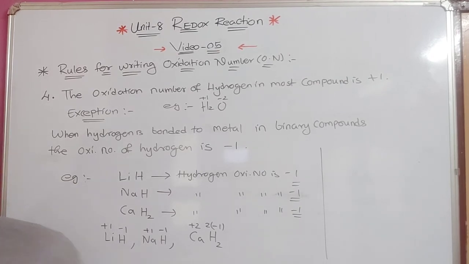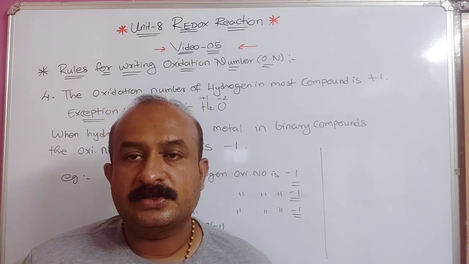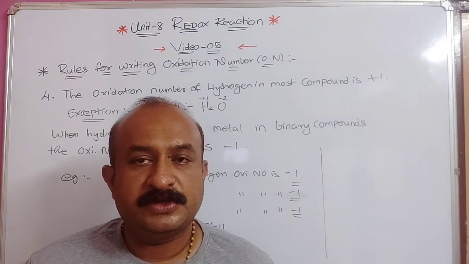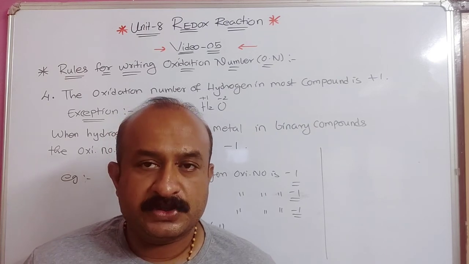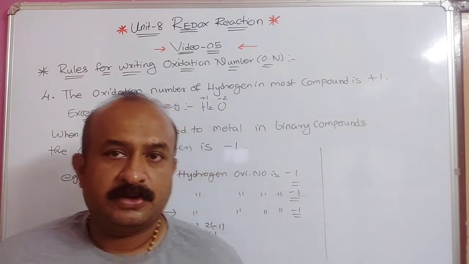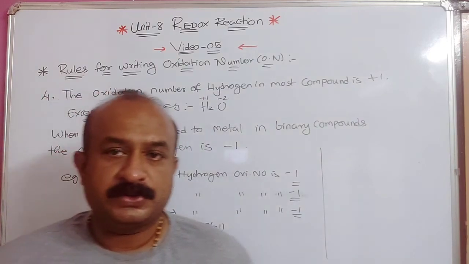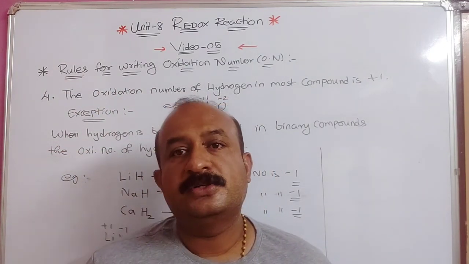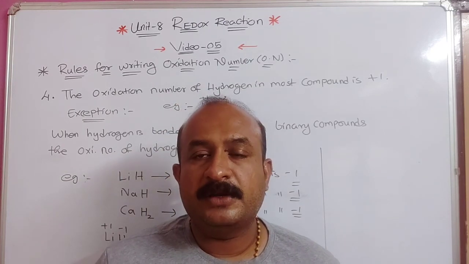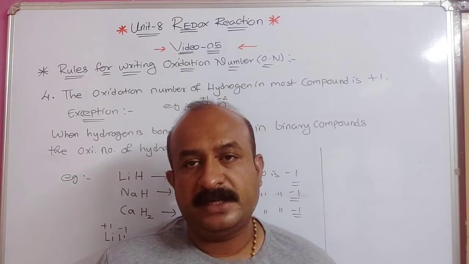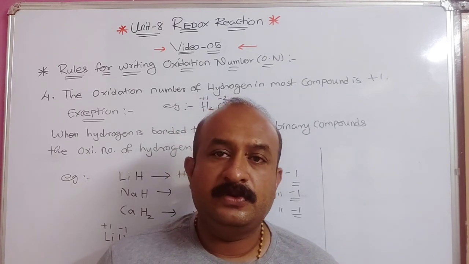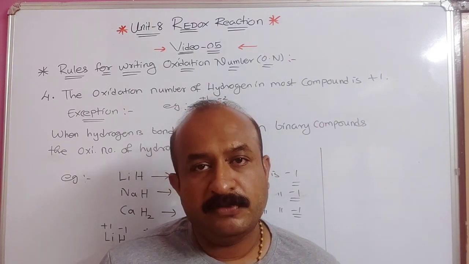Whatever rules we have written today, we saw for oxygen and for hydrogen, certain exceptions. For oxygen we saw 2 exceptions, that is peroxide, superoxide, and when it is combined with fluorine. Then for hydrogen we saw generally it is +1, but when it combines with metal it is -1. So all these exceptions and rules you write down, continuing what you have written in video number 4.